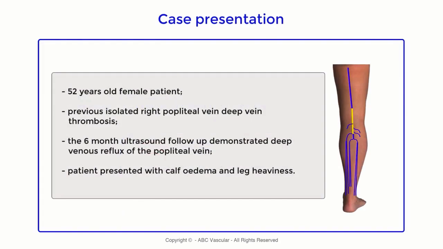This is a case of a 52-year-old female patient that was diagnosed with an isolated popliteal vein deep vein thrombosis. The 6-month ultrasound demonstrated patency and incompetency of the popliteal vein.